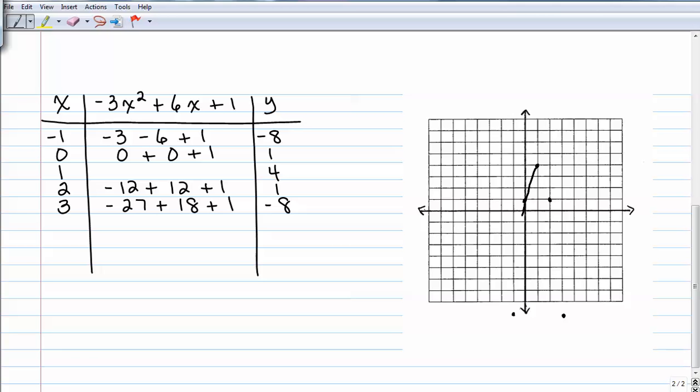Connect those points, try to make it look as curvy as possible. Put arrows on the end. And that is the graph of y equals negative 3x squared plus 6x plus 1.